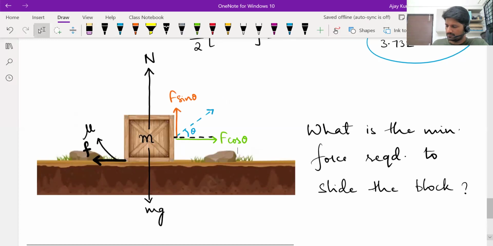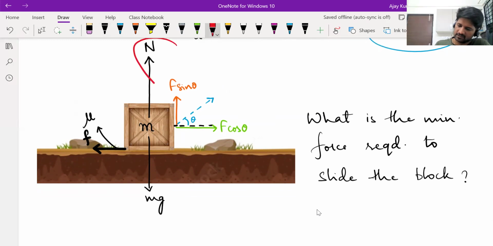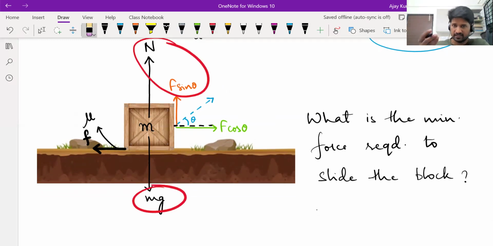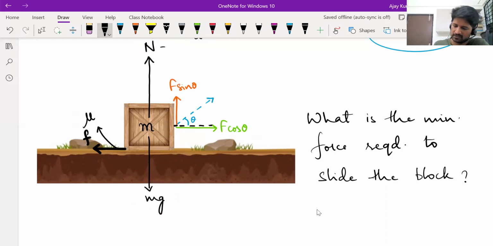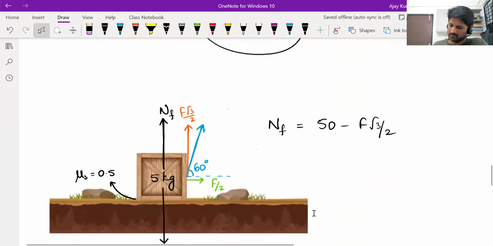So the block has to slide along the surface. It should not lose contact with it. So vertically it should be in equilibrium. For vertical equilibrium, the sum of normal and F sin theta should balance mg. So N plus F sin theta becomes mg. So N becomes mg minus F sin theta this time.